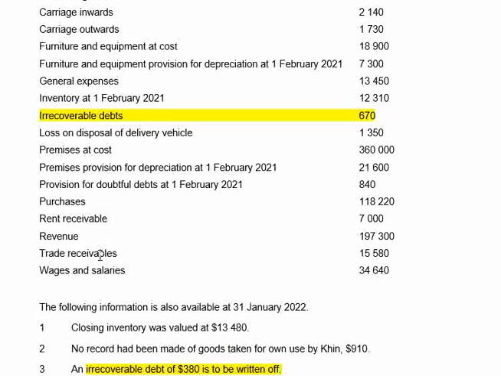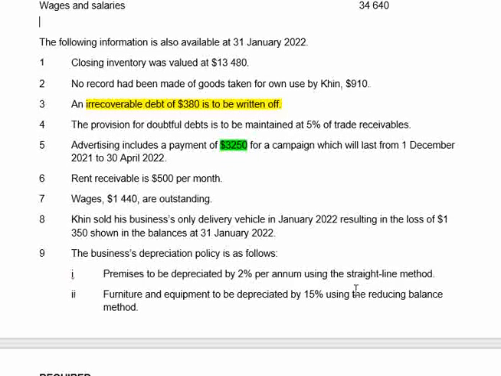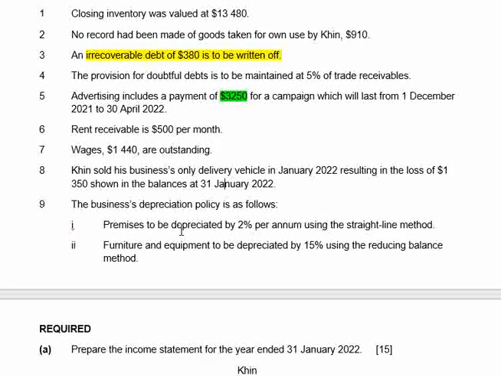Wages and salaries have been given to us. Here we have these wages and salaries, and we will add them together. Khin sold his business's only delivery vehicle in January 2022, resulting in a loss of 1350 shown in the balances at 31 January 2022. This means that he has disposed of his old delivery vehicle and made a loss of 1350. This will be our expense, and then these are the two depreciations that we have to record in our income statement.